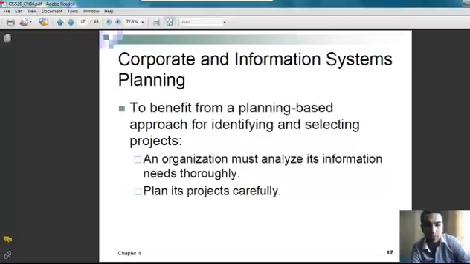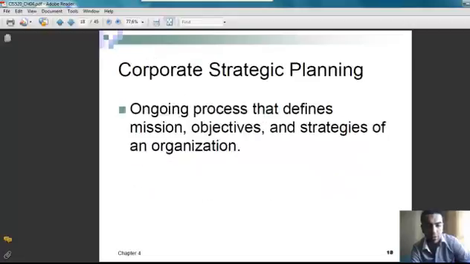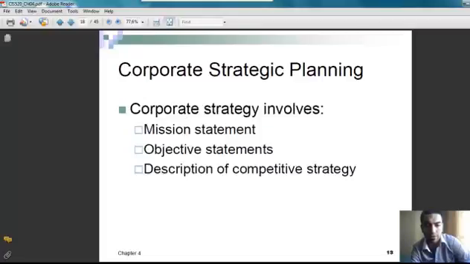Corporate and information system planning. To benefit from a planning-based approach to identifying and selecting projects, an organization must analyze its information needs thoroughly and plan its projects carefully. Corporate strategic planning: an ongoing process that defines the mission, objectives and strategies of an organization.